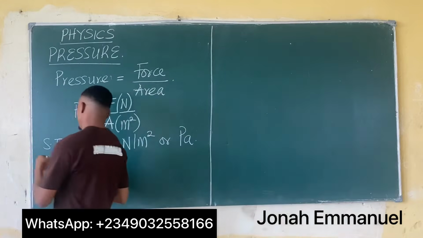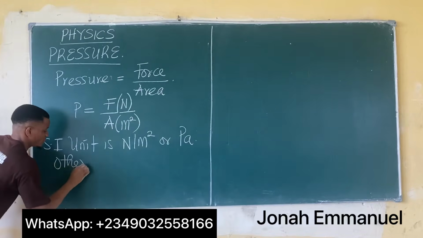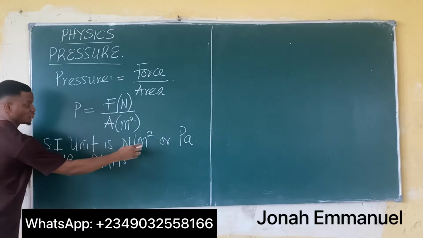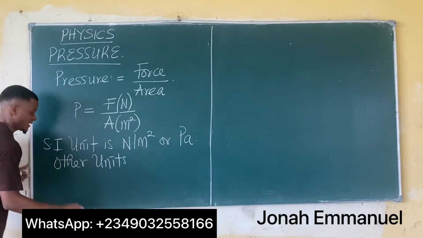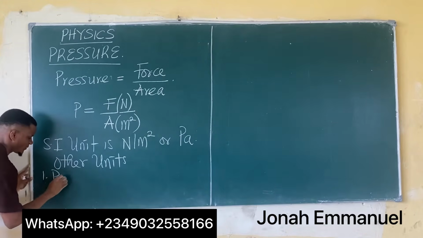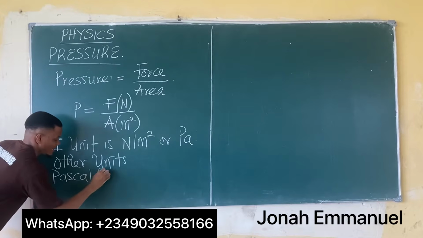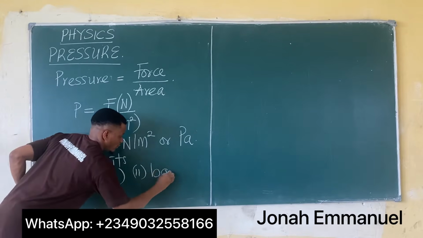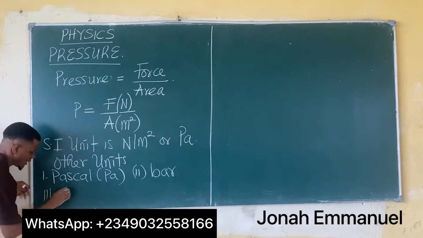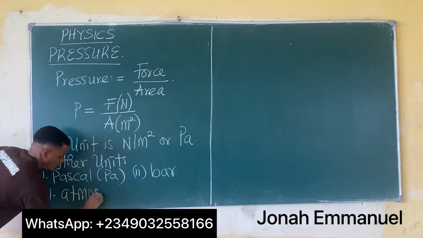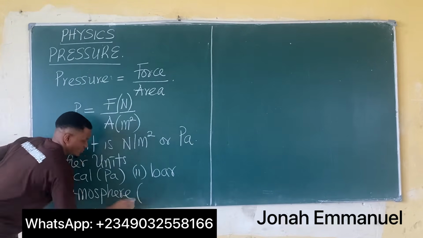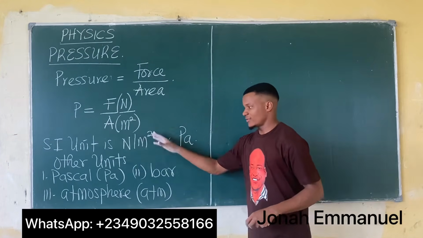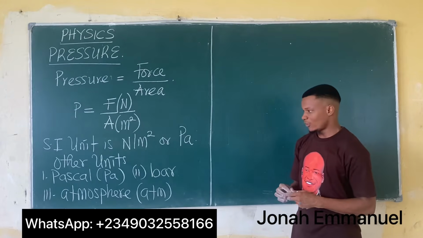Now, some other units of pressure include, aside from Newton per meter squared and Pa, Pa means Pascal. So we have Pa, or let's say Pascal, that's Pa. We have bar, and also we have atmosphere, which is known as atm. Alright, so aside from Newton per meter squared, these are other units for pressure.